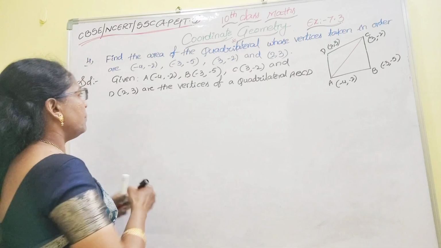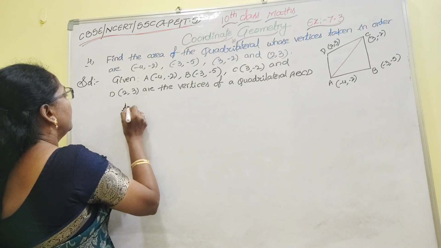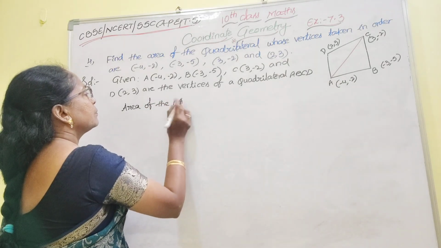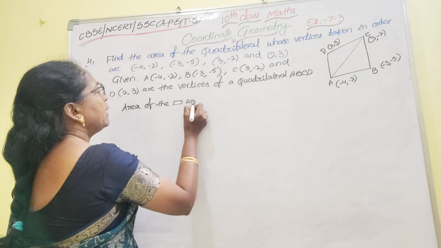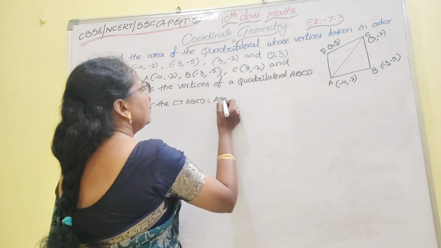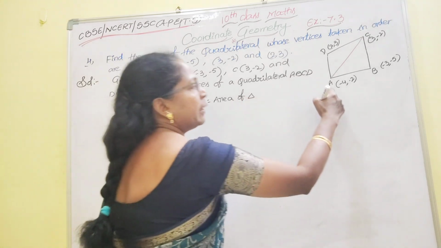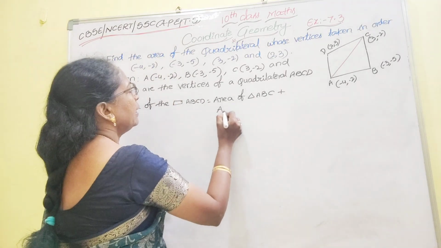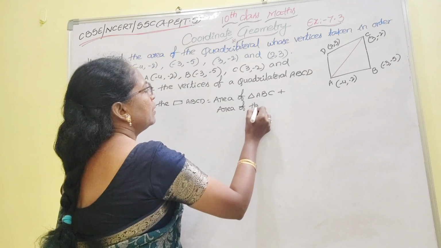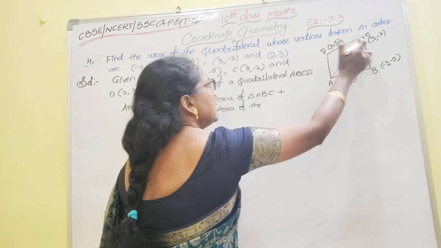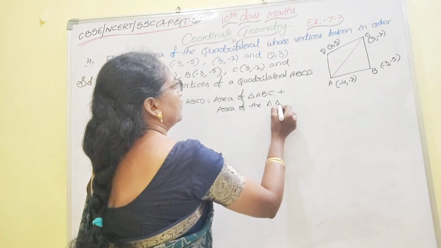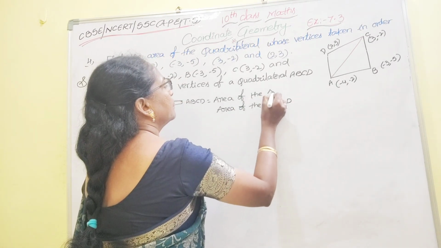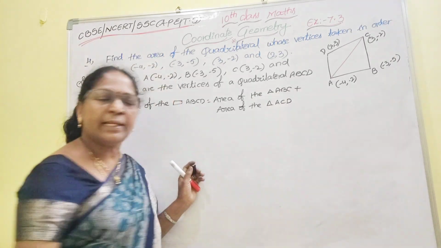Now the area of the quadrilateral ABCD equals the area of the triangle ABC plus the area of the triangle ACD.